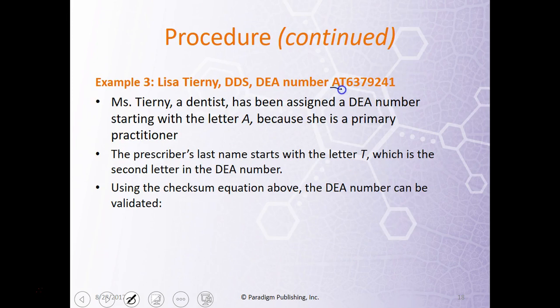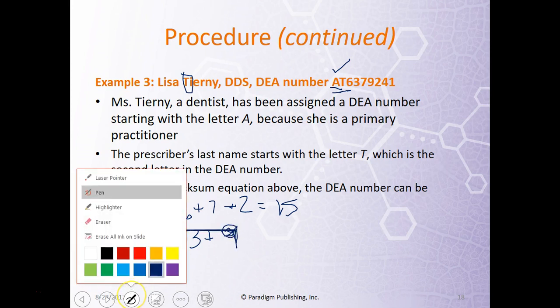So the A is okay. Last name starts with a T. All right. Now we need to checksum our number. So 6 plus 7 plus 2 is 15. And 3 plus 9. Oops, that's a funky looking 9.